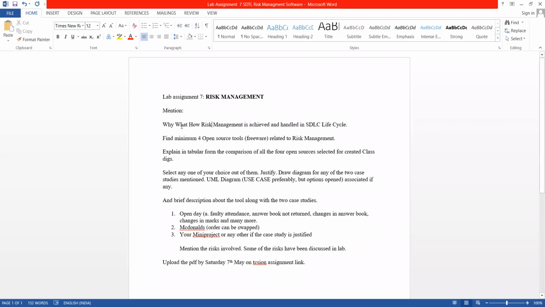So first, what is risk management? Why is risk management involved in SDLC, and how do you need to manage and handle it in our software development life cycle? Because in every project there are risks involved. Similar is the case with a software project.